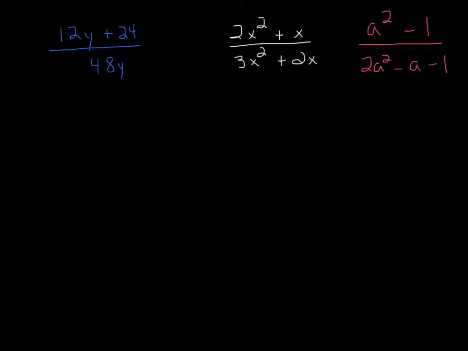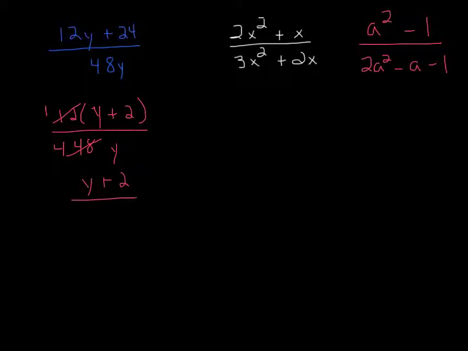Okay, so let's take a look at these. Try these. The first one we have is 12y plus 24 all over 48y. So on the top you should see that we have a 12 in common, right? So we're going to pull out 12, and you get y plus 2 over 48y. I'm just going to separate it a little bit so we can see what's going on. And then you should see that the 12 and the 48 cancel, right? So 12 becomes 1 and 48 becomes 4. And so we have y plus 2 all over 4y. There you go.